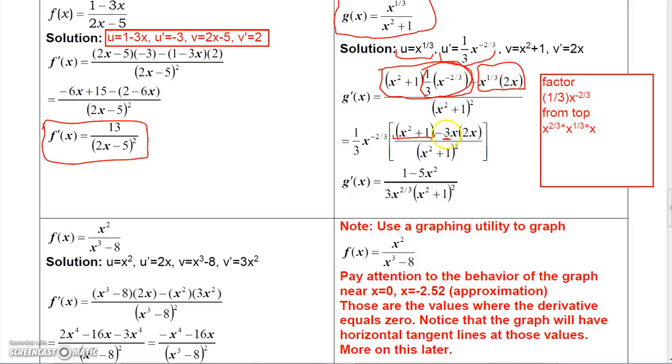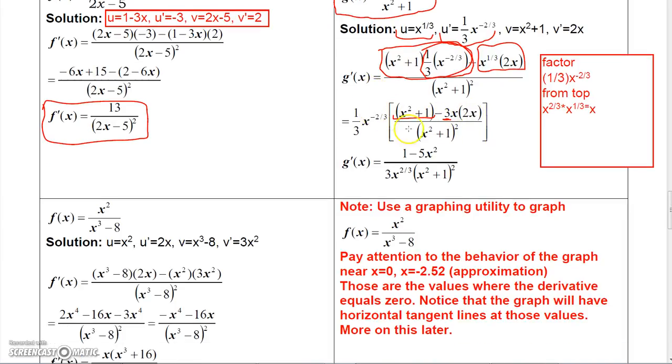So you have the 3x from the division, and then the 2x was still there. I know that's a little complicated, but basically that's what you have. Now you have x squared plus 1 minus 6x squared, which is the same as 1 minus 5x squared.